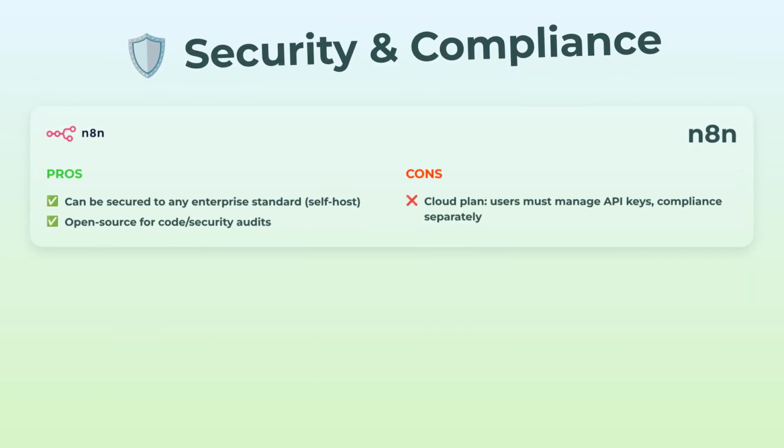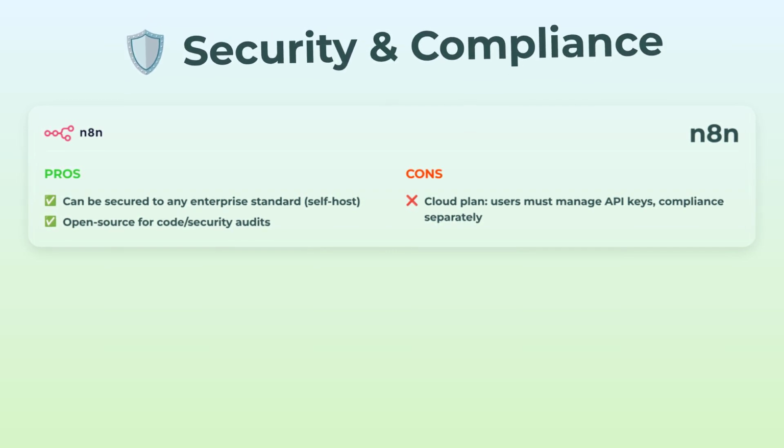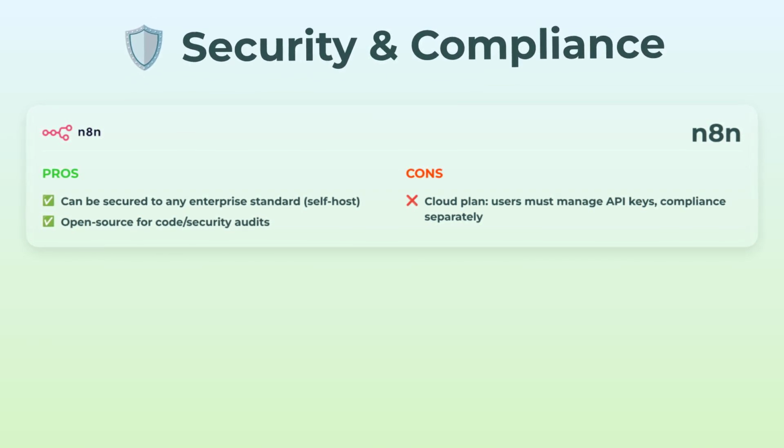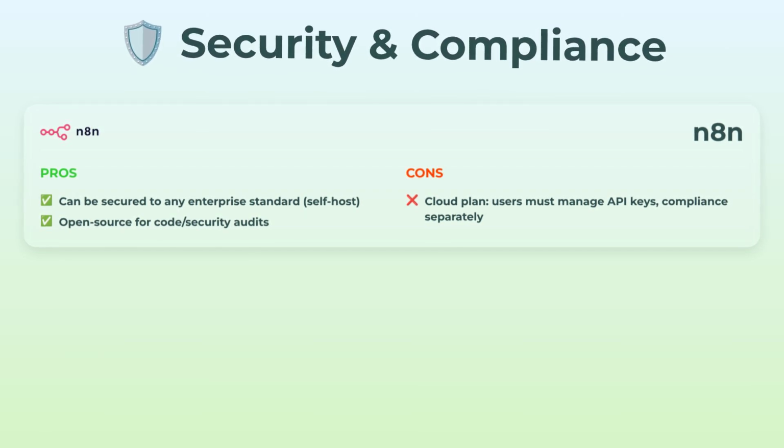Security, everyone's favorite buzzword. n8n is open source, meaning you can audit literally every line of code, and if you self-host, you can lock down to whatever enterprise standard you want. But if you're on the cloud, you're in charge of managing your own API keys, a bit more DIY for compliance.